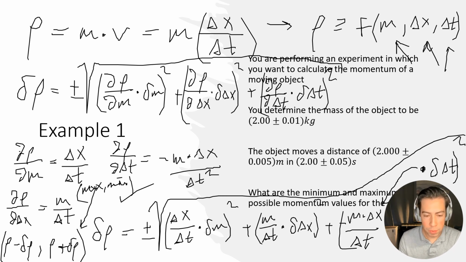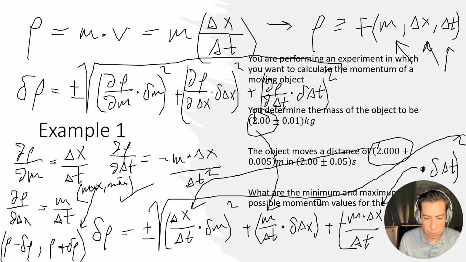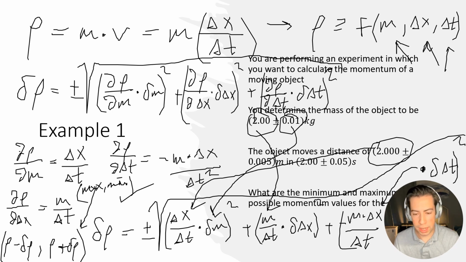And again, you would literally just plug in our values, right? So the mass is 2, so I would just plug that in for m, and then the distance is 2, so I plug that in for delta x, and then my uncertainty in the mass is that value. So again, guys, you just plug it in like that. So it should be pretty straightforward.